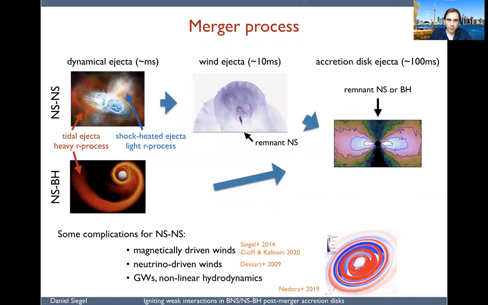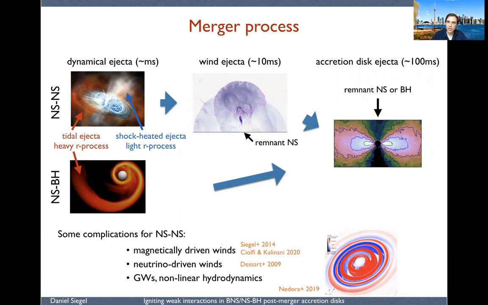Just to start off, we've already had beautiful introductions to neutron star mergers, so I can skip this fairly quickly. Just to point out the basic merger process phenomenology: in terms of ejecta masses, we have our good old dynamical ejecta that comes in two types, tidal ejecta, and then in the case of neutron star binaries, shock-heated ejecta from the collision interface. That's the earliest ejecta that comes out.